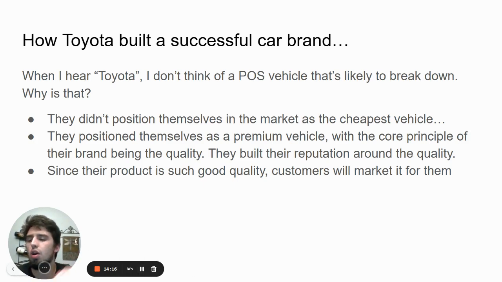So the lesson in all of this is, if you actually want to be successful, if you actually want to build something sustainable that will last, you have to reinvest into your quality. You have to make your product good for people to want to buy it and to want to market it for you, because that's where the power is. When you have people that will vouch behind your brand and market it for you, then you can really make some money.